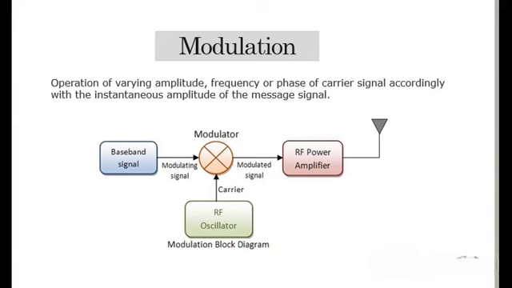Modulation is the operation of varying the amplitude, frequency, or phase in accordance with the message signal. The baseband signal means the transmission of a signal in its original unmodulated form, and a baseband signal can be analog or digital. An RF power amplifier converts a low power radio frequency signal to a higher power signal.